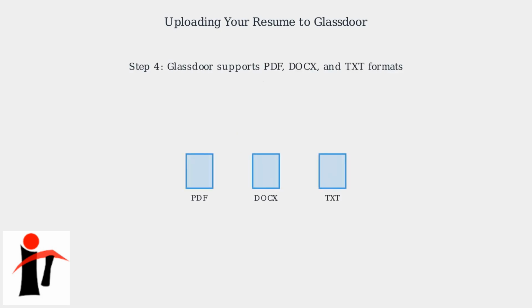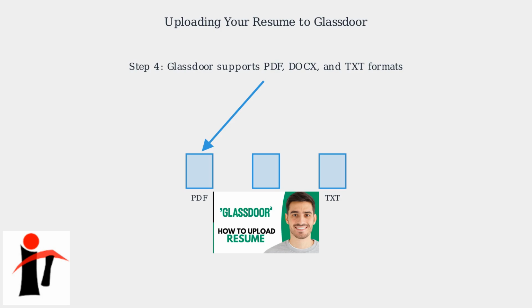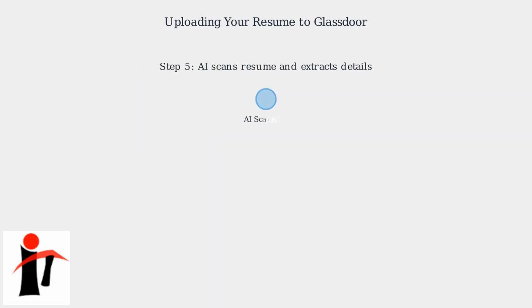Glassdoor supports PDF, DOX, and TXT formats. Choose your file and upload. The platform's AI will then scan your resume, extracting key details like skills and experience to match you with relevant job openings. Make sure to review the parsed information to ensure accuracy.